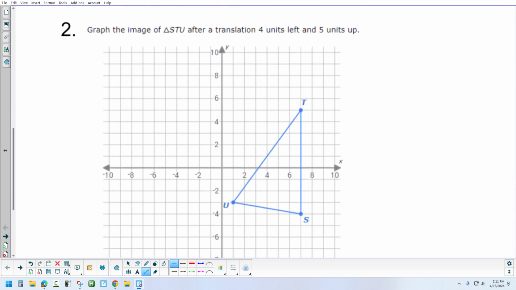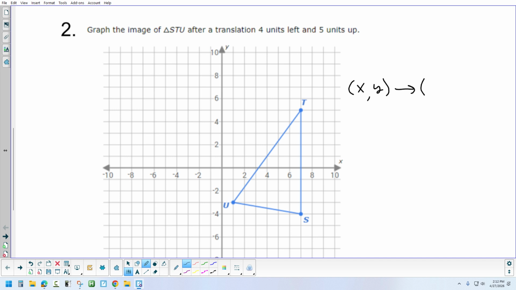All right, Miriam, what are they having me do on this one? 4 units left and 5 units up. So let's think of that one this way. That's where my points are starting. They're all starting at x, y. What happens if you move 4 units left? What happens to all your x values? Kara, what happens when you take an x value and you move it to the left?